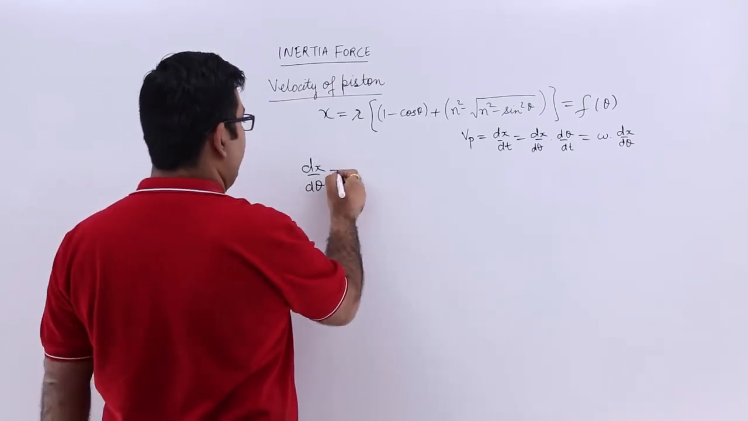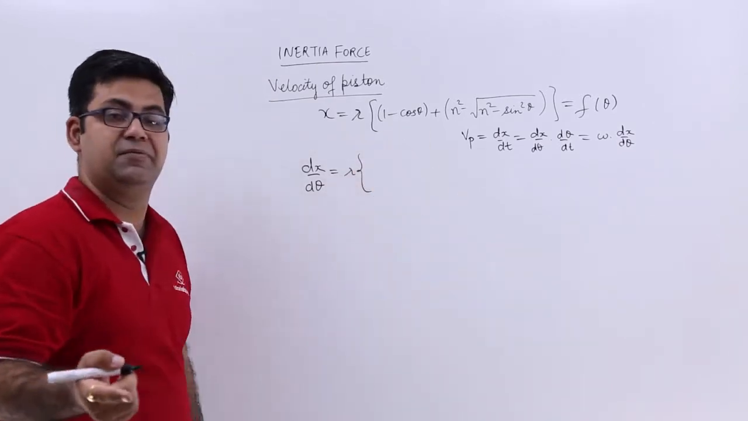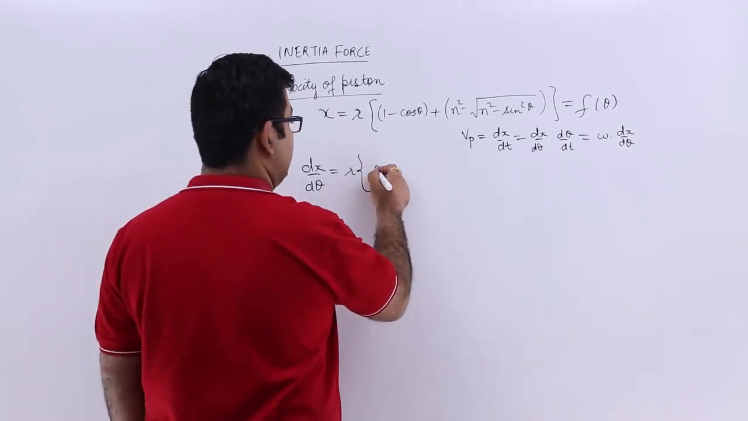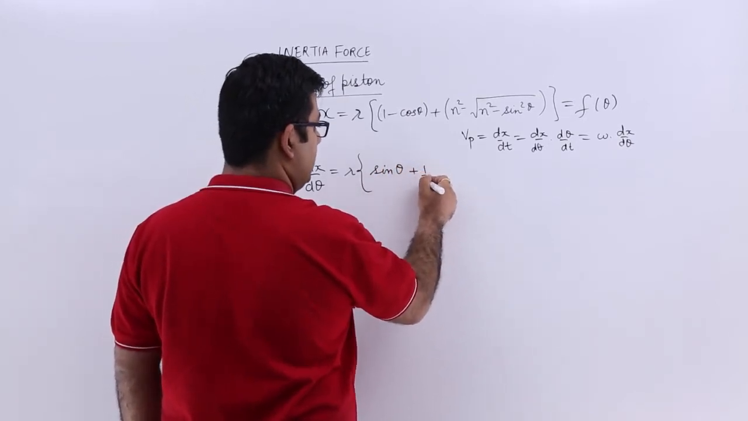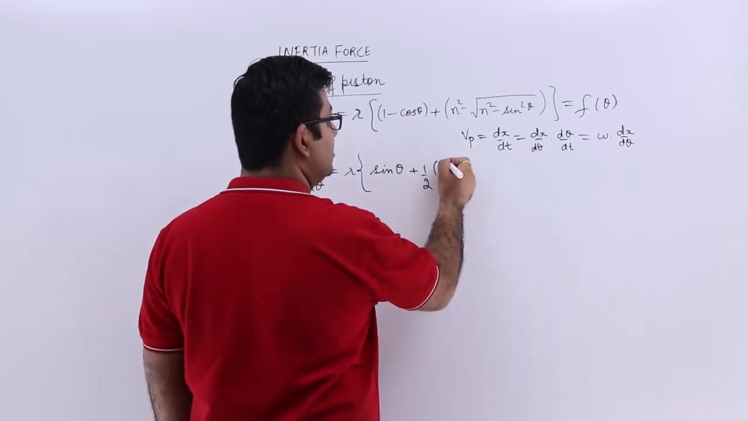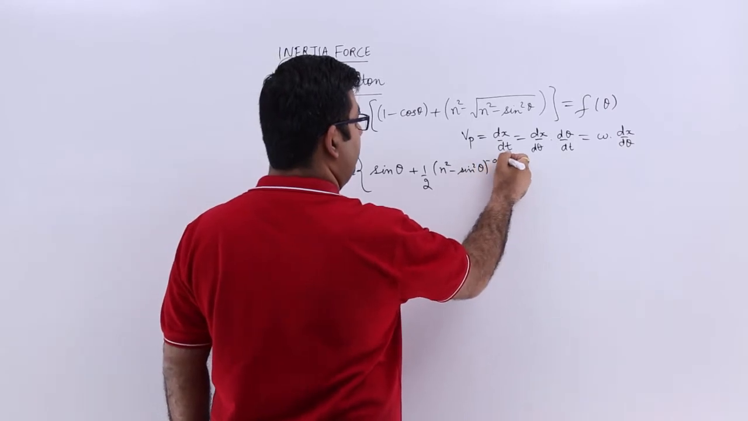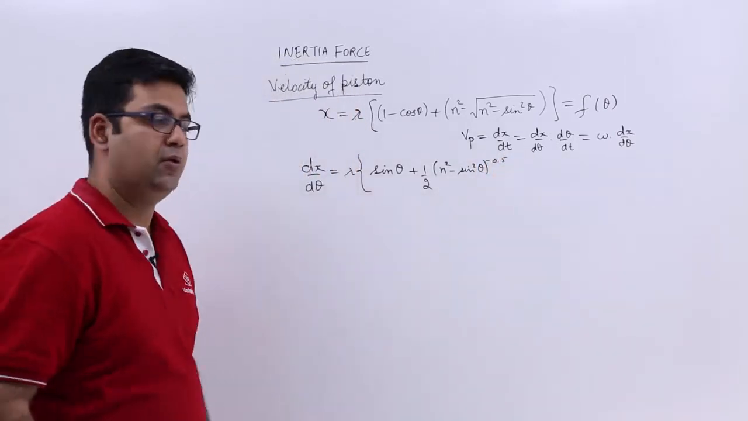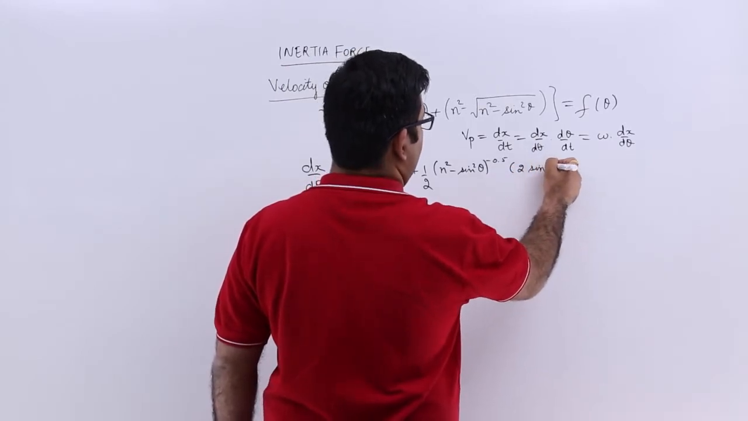So r will be as it is. 1 becomes 0, minus cos theta becomes plus sin theta. This is sin theta. This would be plus 1 by 2 into n square minus sin square theta to the power minus 0.5, and this will be 2 sin theta cos theta.